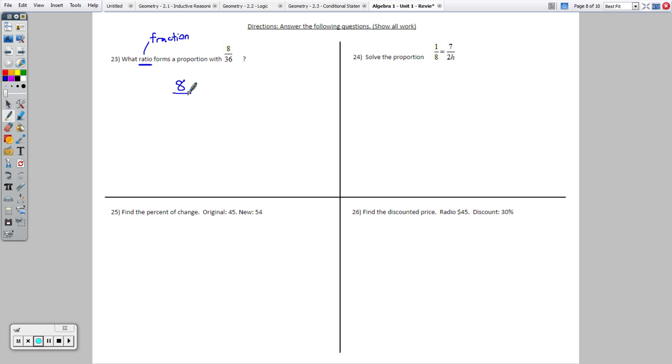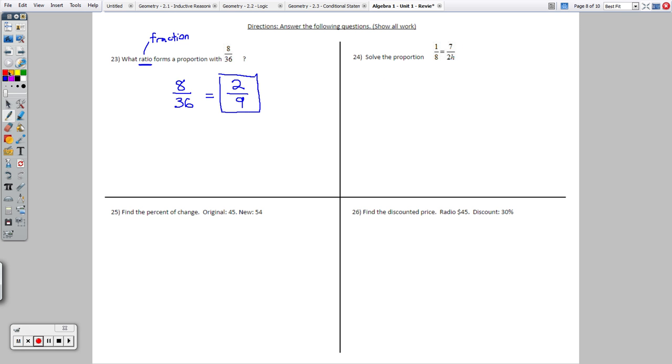So 8 over 36, if we reduce that, divide both sides by 4, that's the biggest number that can go into both of those. We could say that would equal 2 over 9. That's the ratio. This is the answer. Just that fraction. But notice I have set up a valid proportion here. 8 over 36 does in fact equal 2 over 9. I have one ratio equals another ratio. One fraction equals another fraction. The whole thing is a valid proportion, but the ratio or the fraction right here is the ratio that would form that proportion. Number 24, solve the proportion.